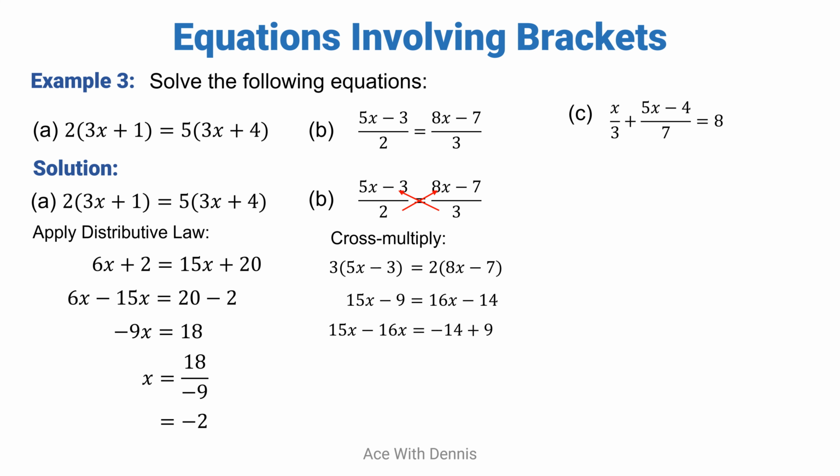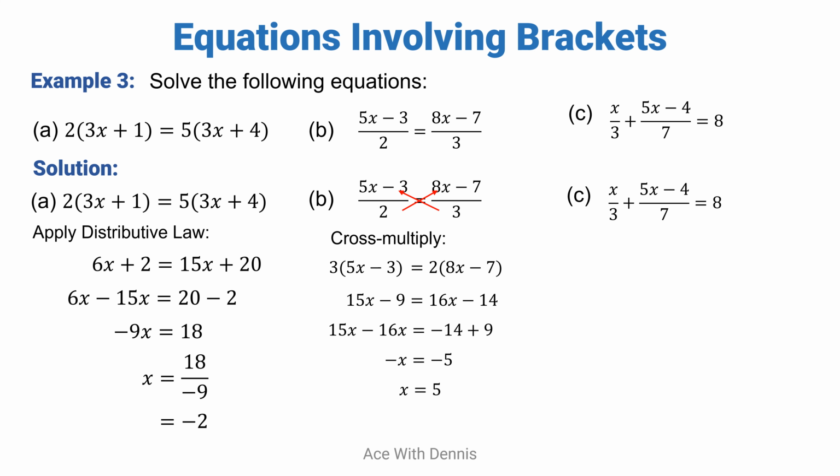Okay, so again I want to move the 16x to the left hand side and the 9 to the right side. The equation becomes 15x minus 16x equals negative 14 plus 9, which is negative x equals negative 5, and x is 5. Alright, so again, there's nothing wrong if you make the x term a negative term, but you have to be extra careful with handling the sign. Alright, so now for C, x over 3 plus (5x minus 4) over 7 equals 8.